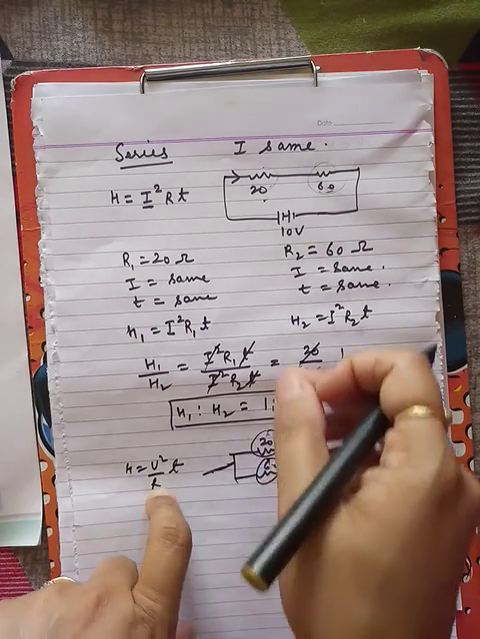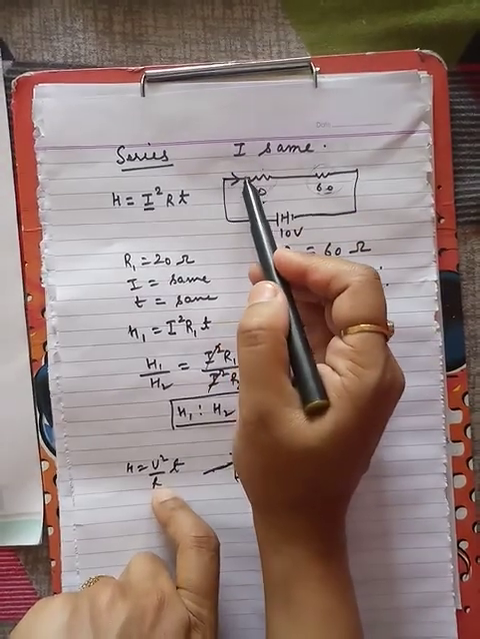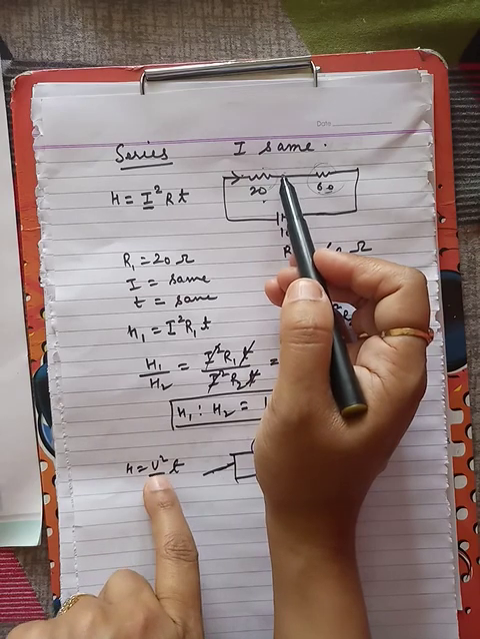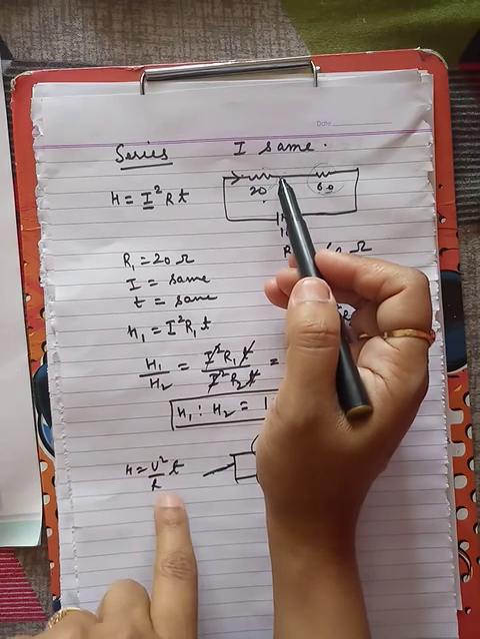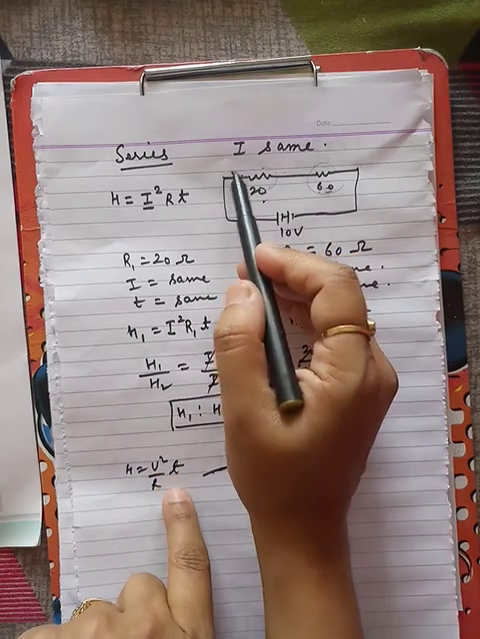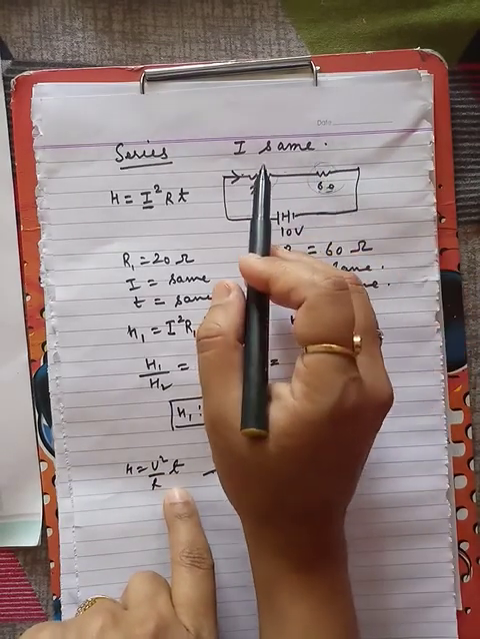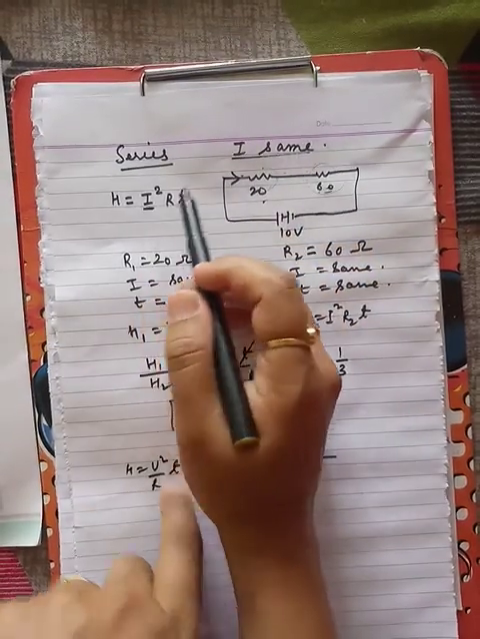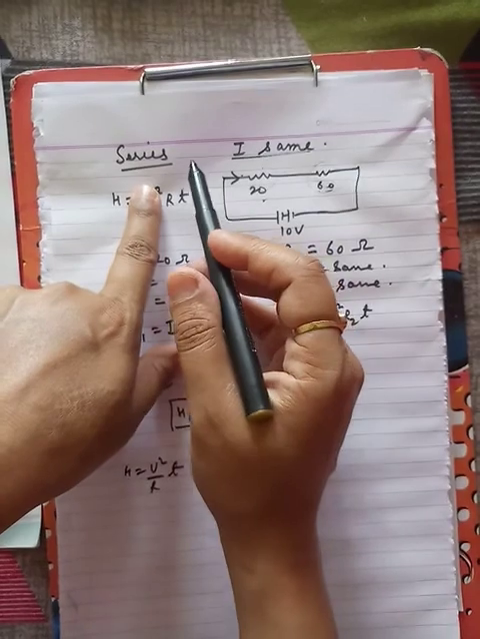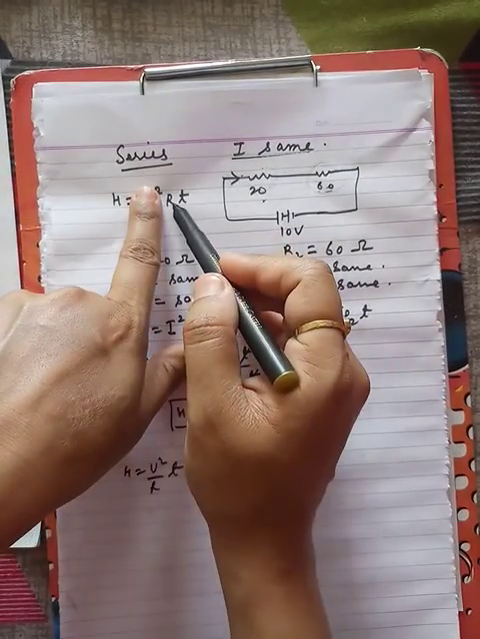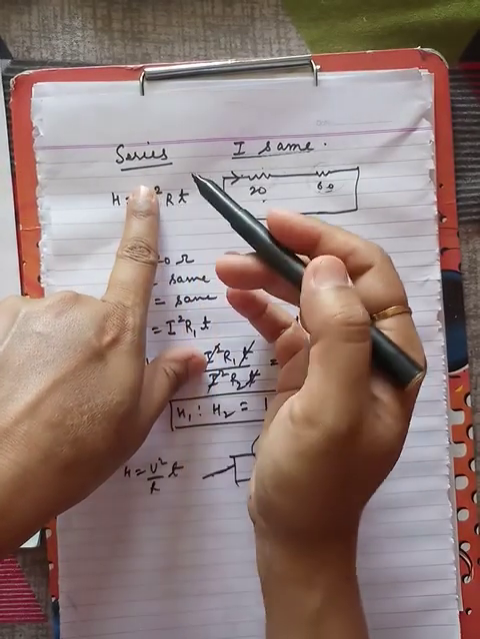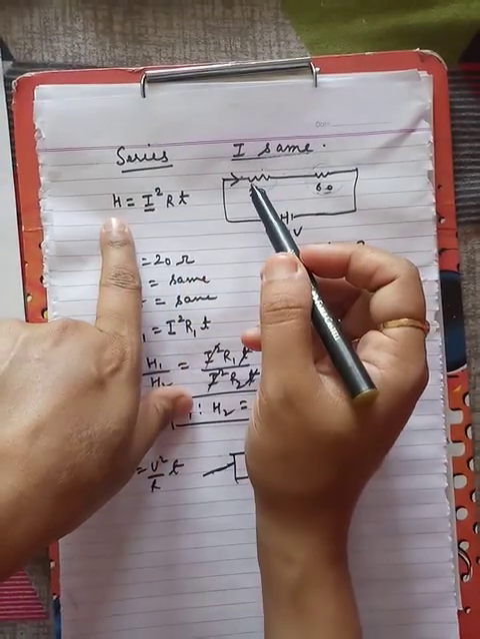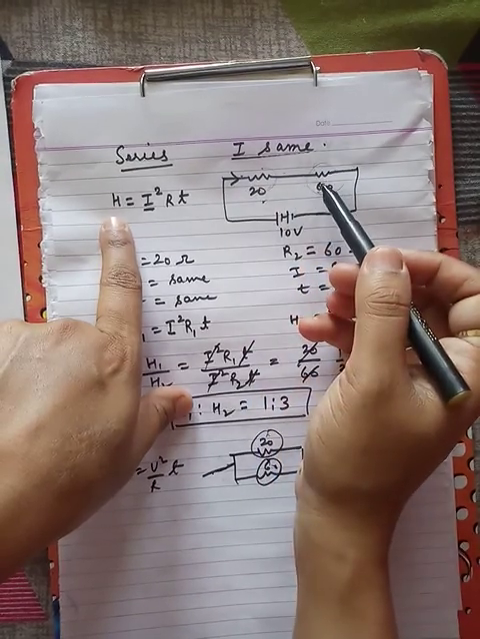And if I is same, here V is different, so we cannot compare from this formula. V is different in both the cases, for both resistances, in the case of series combination. And in the case of series combination, we say that I is same, current is same. So if current is same, heat is directly proportional to R in that case. So heat can be compared using this formula when the two resistances are in series combination, right?